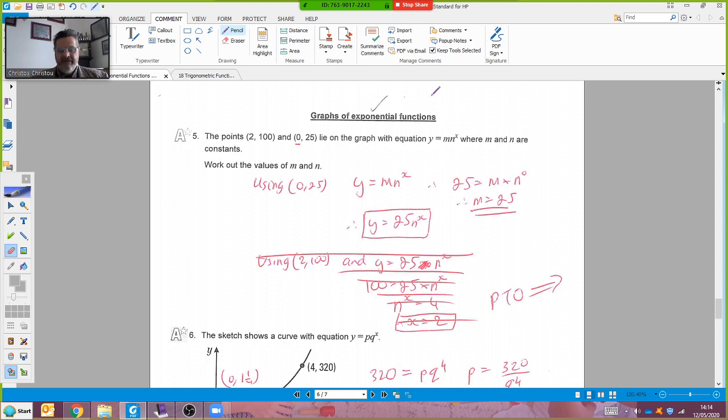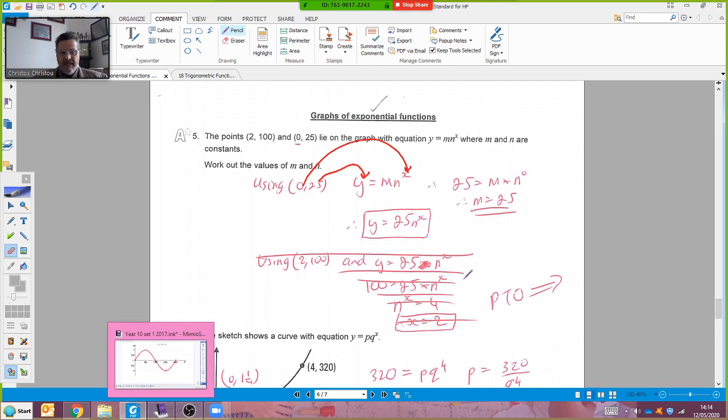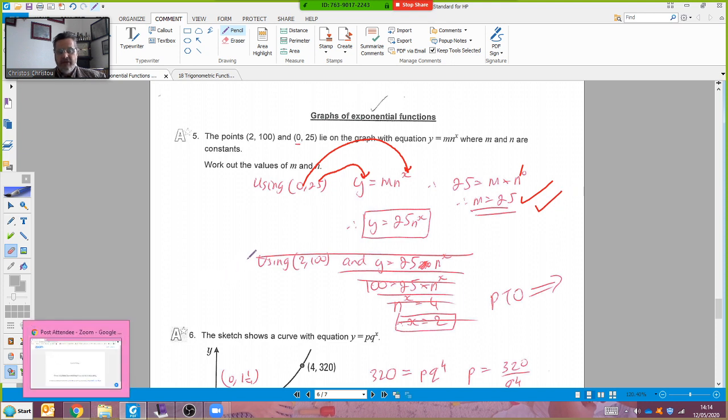Well, let's do the easy one first. It's really easy. Well, 25 is the y and the 0 is the x. So I'm going to put my numbers there and get this. And I know anything to the power of 0 is 1. So m is going to be 25. That's quite easy, 2 marks, I would say. And I don't need to write this, but I do need it for the next step, of course.